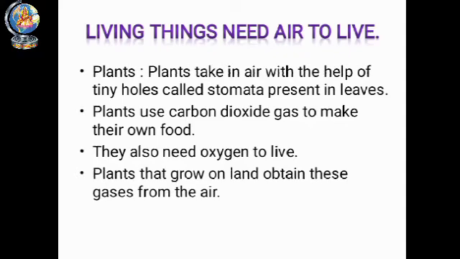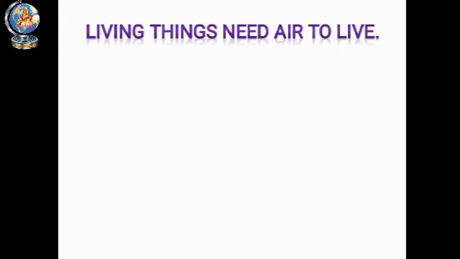Now two kinds of plants we are going to discuss here. First, those that grow on land, the other, those that grow under the water. Right now we are talking about the plants that grow on land. They are in direct contact with the atmosphere, so they can directly absorb carbon dioxide, or you can say oxygen, directly from the atmosphere, right? So plants that grow on land obtain these gases from the air.